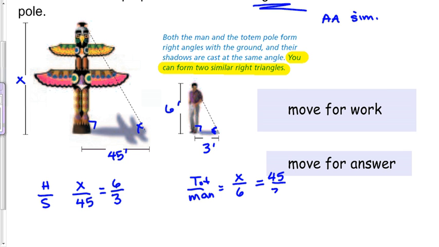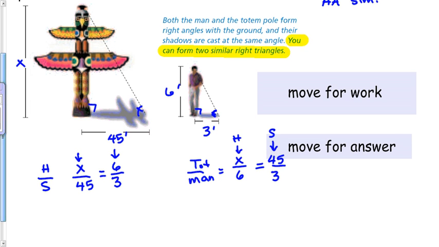Whatever you decide to do, you just need to make sure that you're consistent. So if we're going height to shadow, then we're going to go in one object, and then we're going to look at the other object. If we're comparing figure to figure, then we want to make sure that we're matching up sides. So these are the heights, and this right here is the shadows.